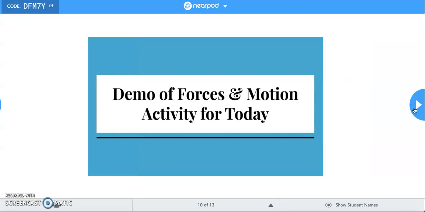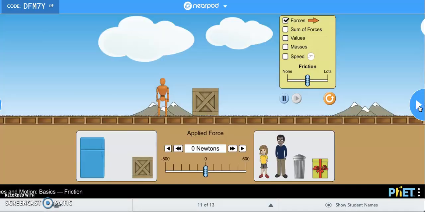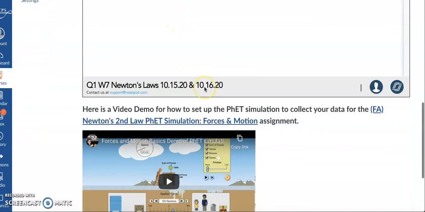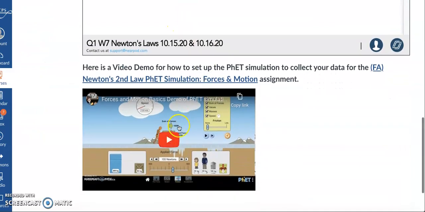Now, after that, I did demonstrate how to use the activity, the PhET simulation, to take some data for our lab activity. And so if I scroll down here on the So What Did I Miss page, this is actually a video on how to take data in the experiment. So that would be a useful tool to look at for sure.